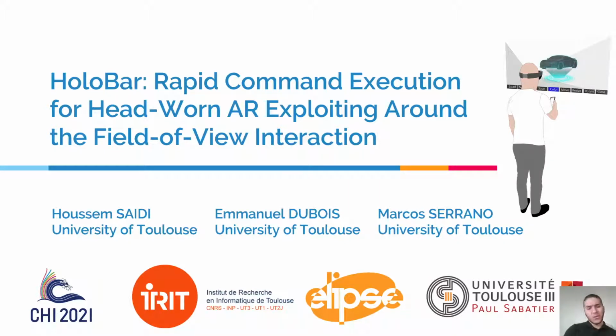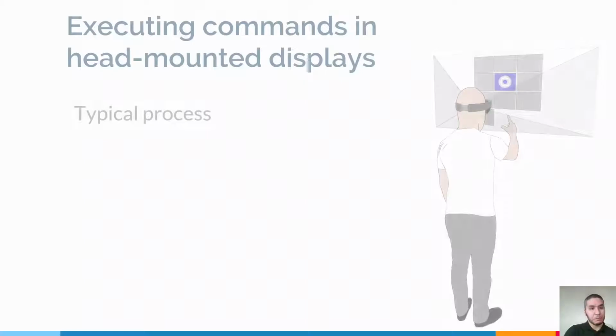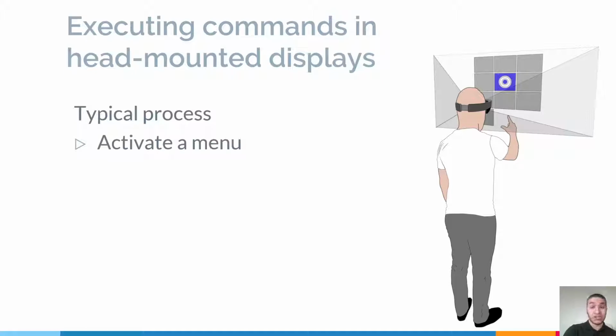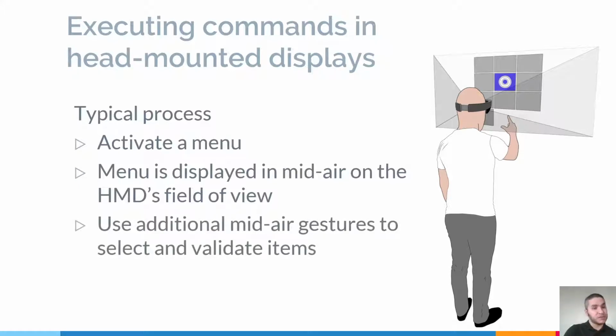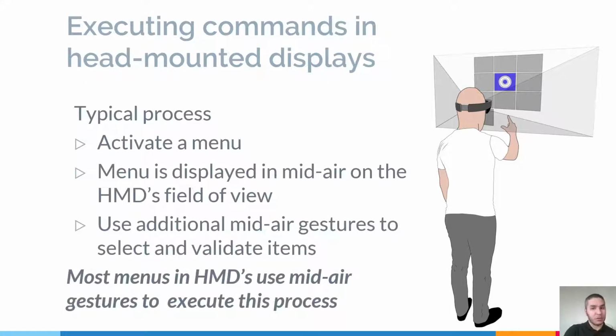In this video I'm going to present our work on the HoloBar, which is a novel approach with interaction with multi-level menus. So executing commands in head-mounted displays usually requires activating a menu, which is then displayed in mid-air in the field of view of the head-mounted display. To interact with this menu, the user has to perform mid-air gestures to select and validate items. Today, most menus in head-mounted displays use mid-air gestures to execute this process.